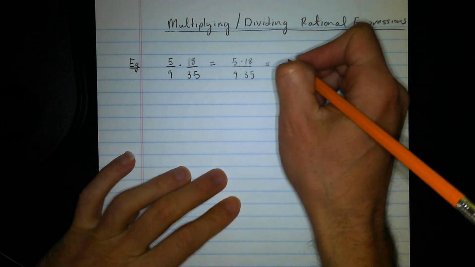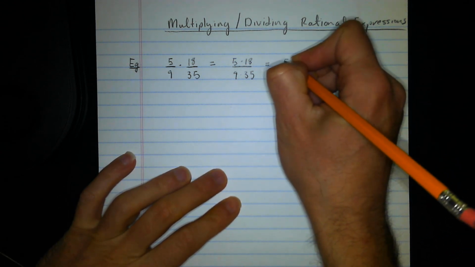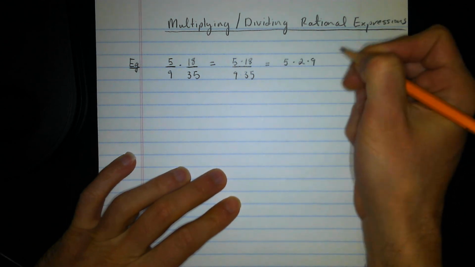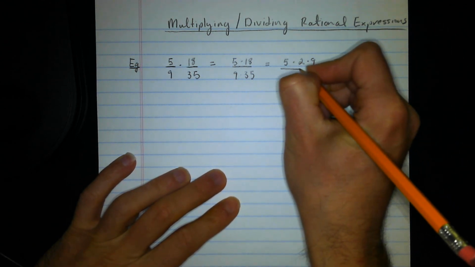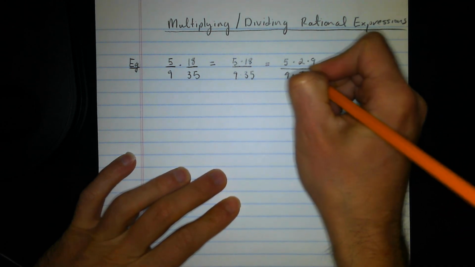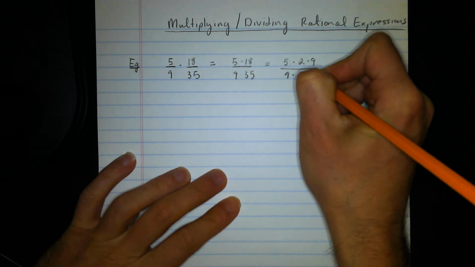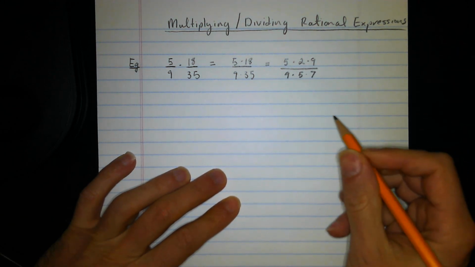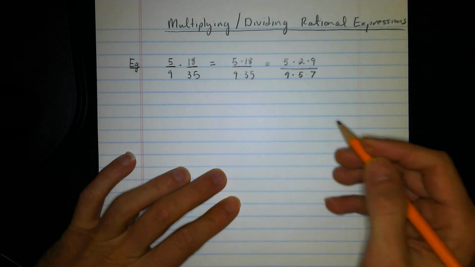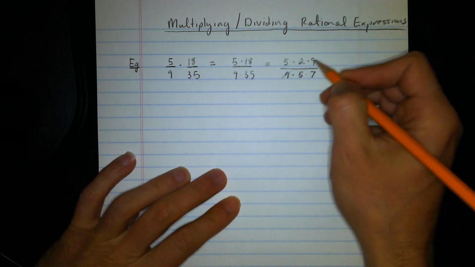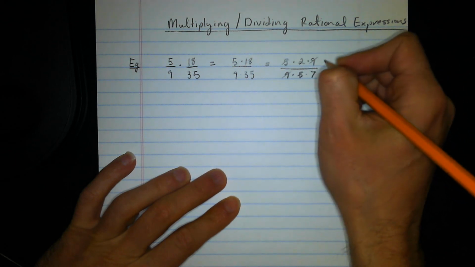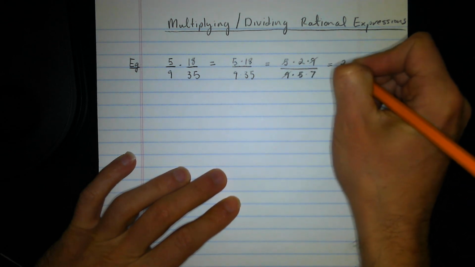And so if I factor the 18 as 2 times 9, like so, and then I factor the 35 as 5 times 7, like so. Now you can see we've got common factors in the numerators and denominators, and we can cancel them out one for one. Cancel a 9 with a 9, and a 5 with a 5, and we're left with 2 over 7.